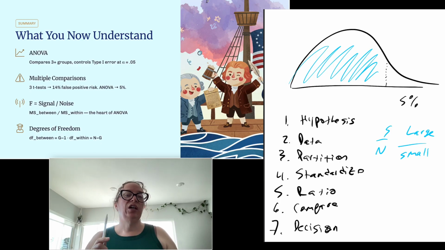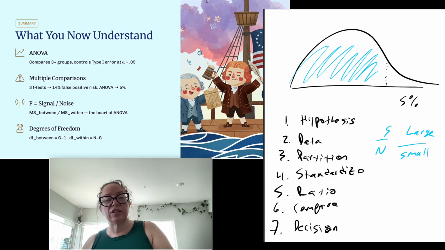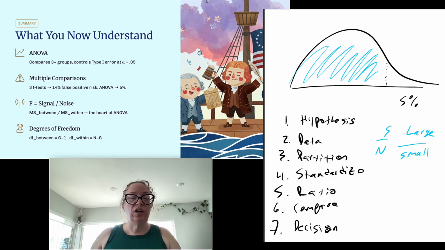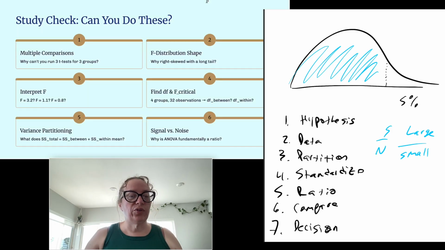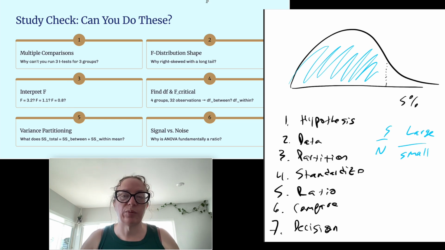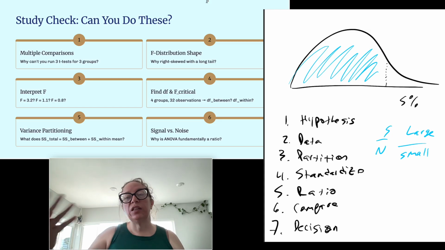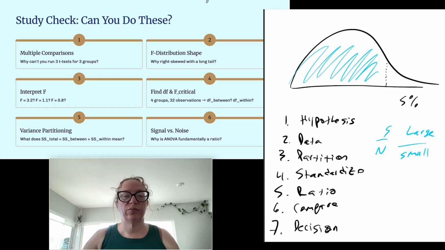Okay, so the logic is always the same. Observation, expectation, the distance between what we observed and what we expected. So how far apart are they actually? Is between group variance larger than within group variance? And then you make a decision based on the critical score, the threshold for statistical significance. Okay. All right, so here are a few things to ask yourself to make sure that you understand these. Can you explain the multiple comparison problem? Why can't you run 3 separate t-tests when comparing 3 groups? Describe what the F distribution looks like and why. What does it mean that it's right skewed with a long tail? And so on, okay? If you can do these things clearly, then you're ready to go on to part B.